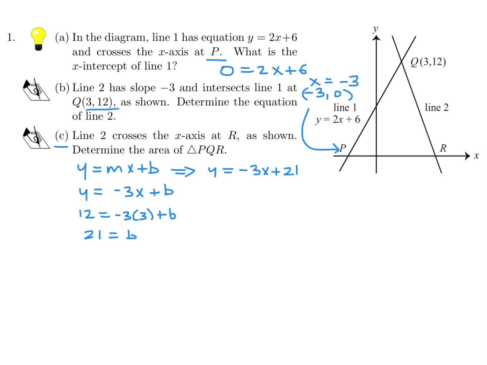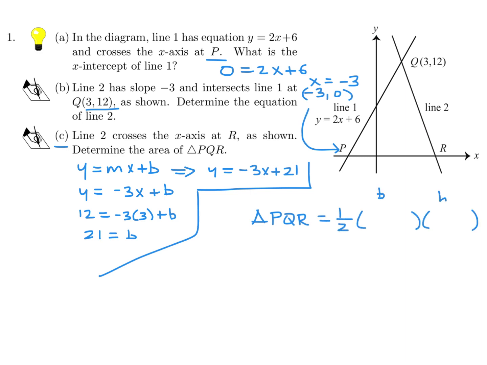Part C, line 2 crosses the x-axis at R as shown. Determine the area of PQR. So the area of that triangle PQR would be 1/2 base times height. So this is the base and this is the height. Now the base is from here to there, and the height we can just use that perpendicular distance, which would basically be the y coordinate of that point. So immediately we can just put in 12.